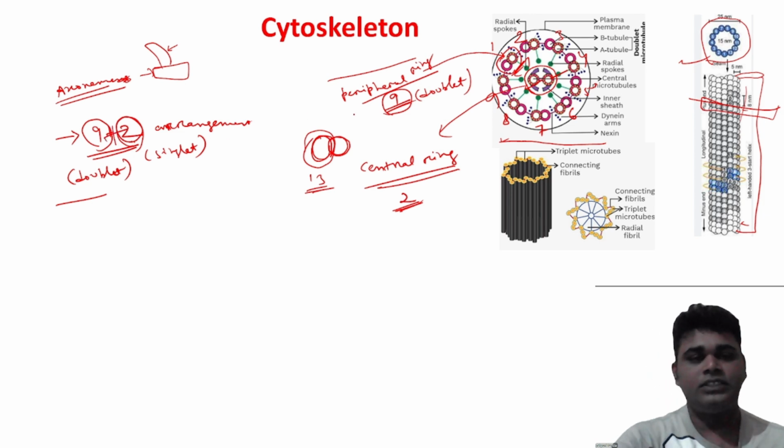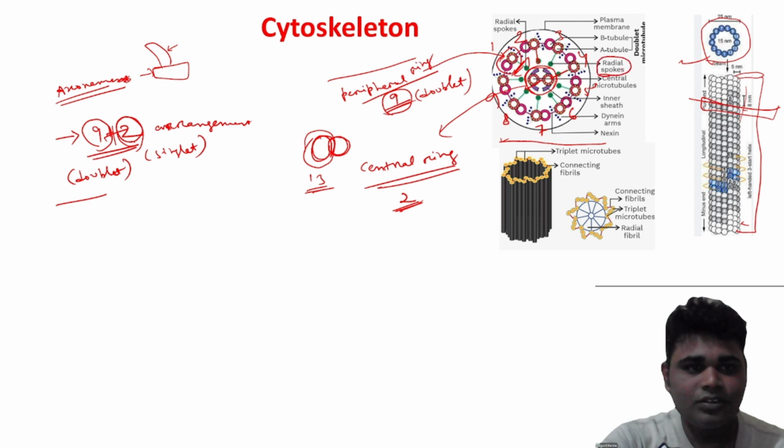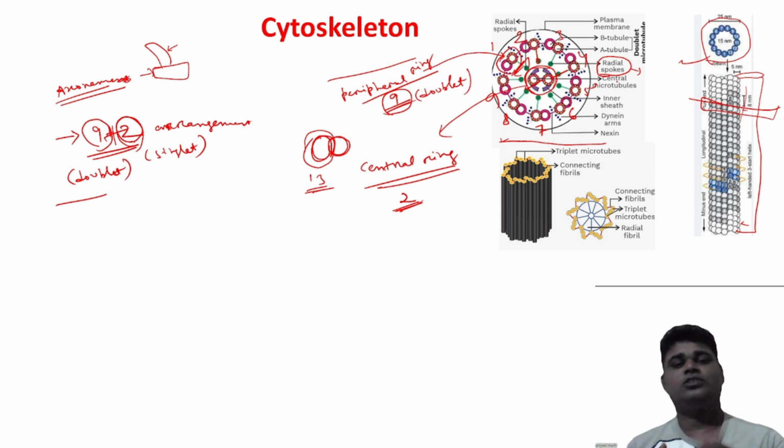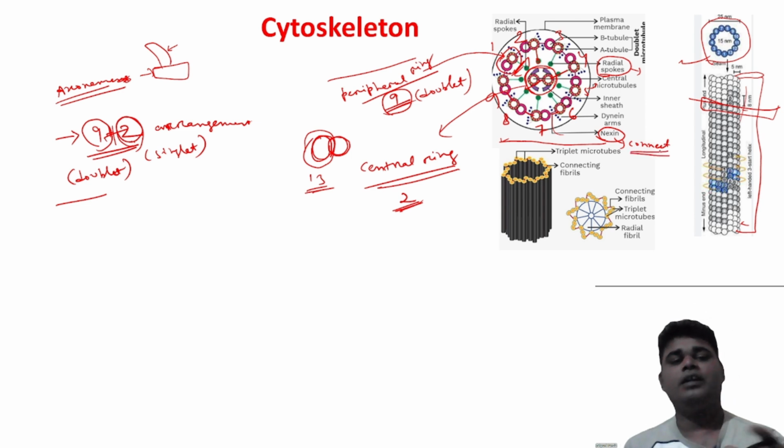Now this is the central region, and the central link is joined to the peripheral link by this structure, which is called the radial spoke. So the radial spoke joins the peripheral link to the central link, while the peripheral links are again joined by connectors. These connectors are called the nexine. They connect the peripheral link structures.